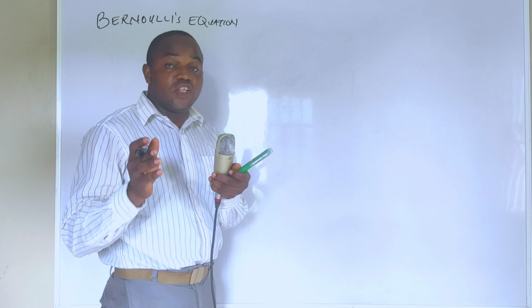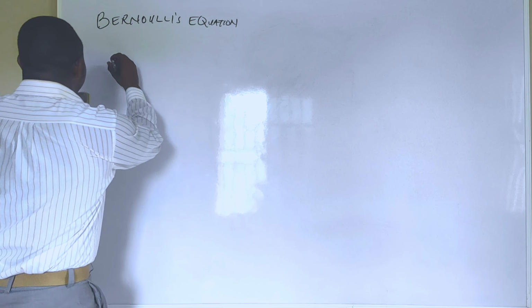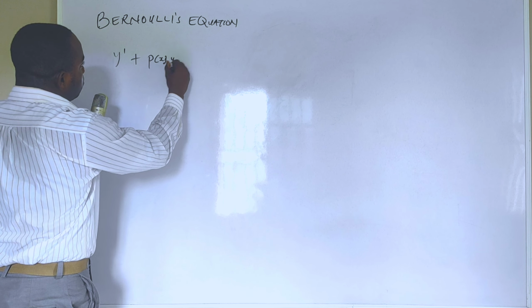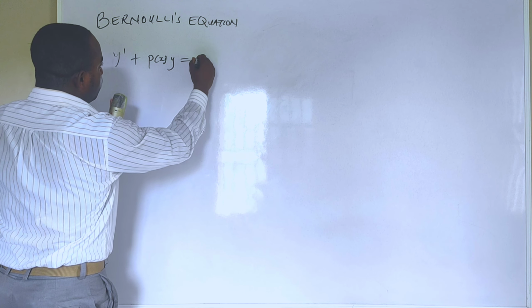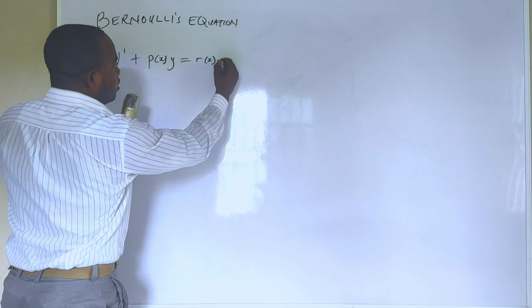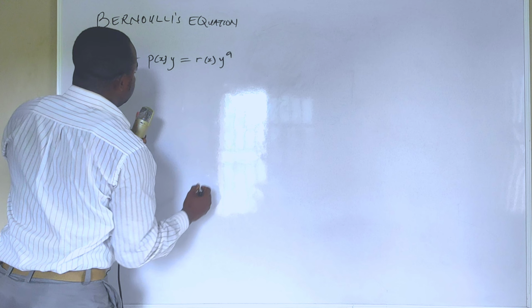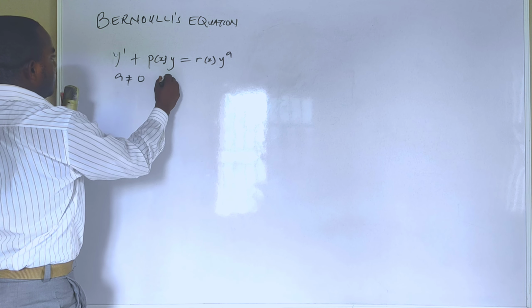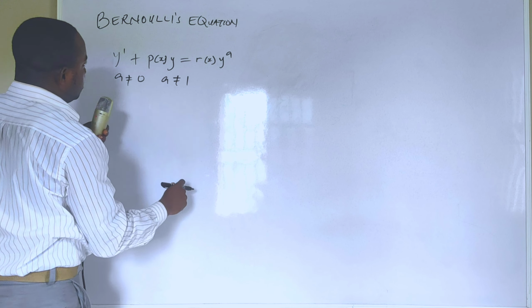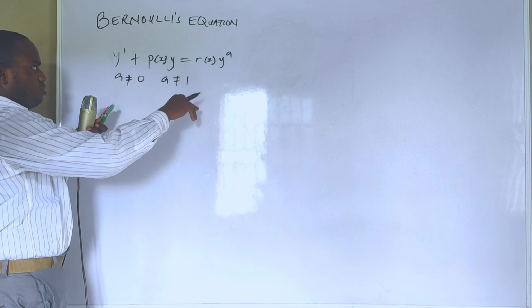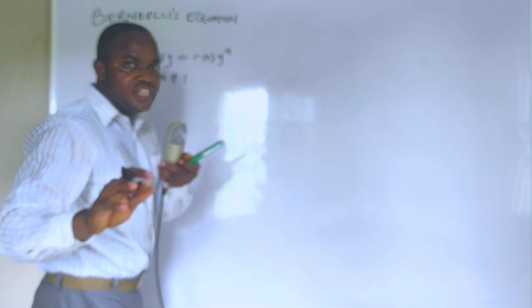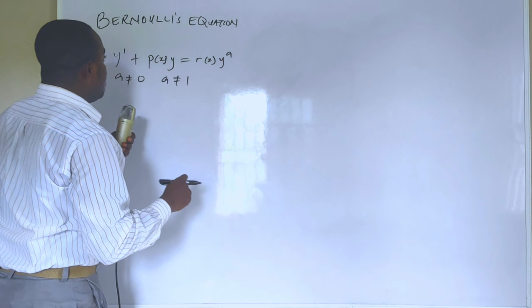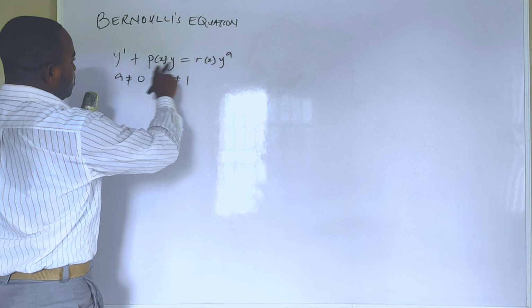A Bernoulli's equation is a non-linear differential equation, usually of the form y prime plus some function p of x times y equal to some function r of x times y raised to power a. Notice in this case the power a is not equal to 0 and not equal to 1. If the power a were equal to 0 or 1, this differential equation would have been linear and we'd be able to solve it using the method for solving linear differential equations. But this makes it non-linear.